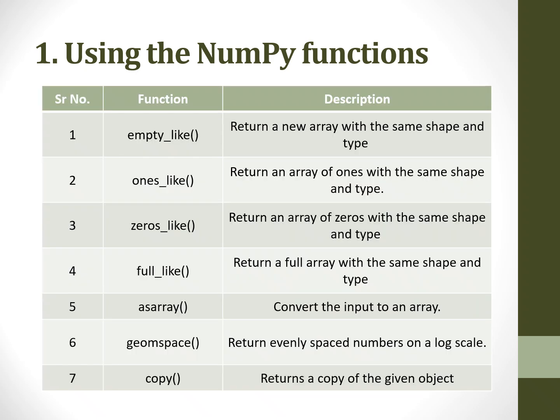Some of the inbuilt numpy functions are given here. Empty, like, ones, zeros, full, all we have seen already. Then asarray: this is used to convert the input into an array. Whatever form the input is in doesn't matter, it can be converted to an array. Geomspace, geometric space: this function is used to return evenly spaced numbers on a log scale. Next, copy: this copy function is used to copy whatever values are given in the object to another.